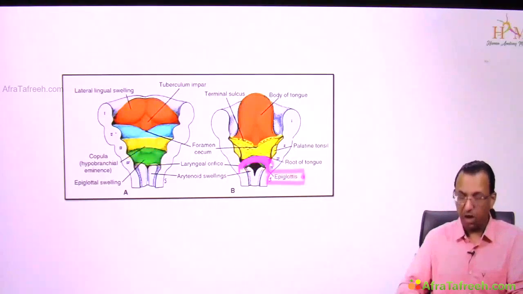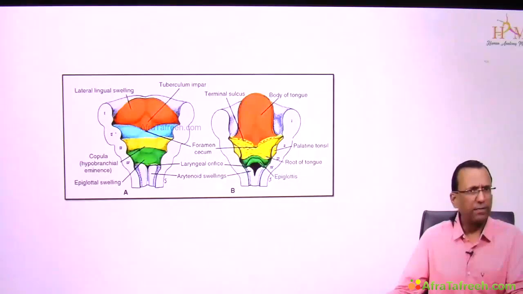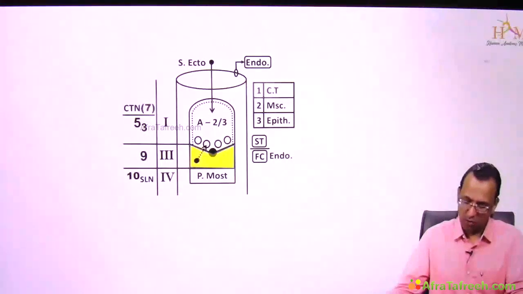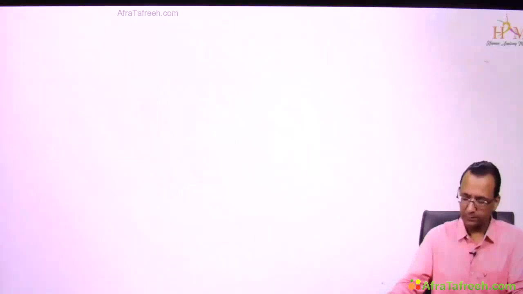Now, let us draw a diagram for the same. We'll also draw the diagram for the tongue development, yes. Okay, what do you want to show there? Some nerve supply also? Nerve supply? Yes. Okay, then let's do it.